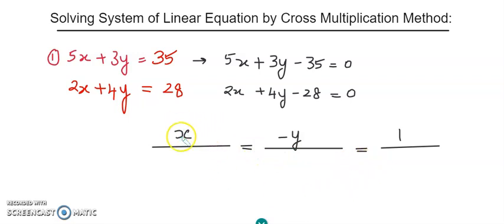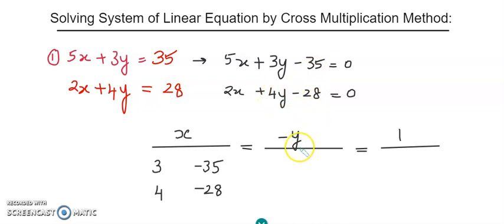Now when there is an x written, that means you look at the coefficient of y and the constant. So we are going to write down the coefficient of y and the constant because it's below the x. The coefficient of y is 3 along with the sign, so 3 and 4. And my constants are 35 and 28, but with a negative sign, so we'll get minus 35 and minus 28. When it was x, we took the coefficient of y and the constants.